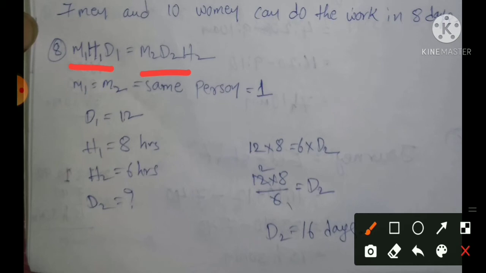Just substitute the values. So 12 into 8 equal to 6 into D2. So 6 I am transposing to the left, it will divide 12 into 8. 6 ones are 6, 6 twos are 12, 6 sixteens are 96. So the number of days required to finish the work is 16 days by working 6 hours per day.